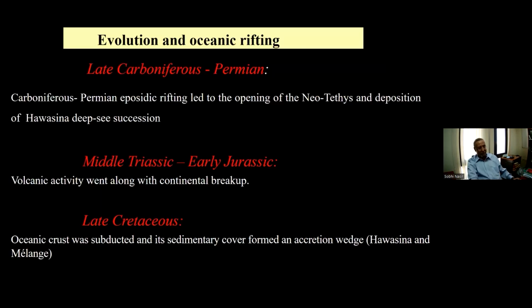Now the evolution of the Samail Ophiolite started in the late Carboniferous to Permian, where we start having updoming and rifting, which led to the opening of the Neo-Tethys and the deposition of the Hawasina deep sea sediment, which are mostly radiolarian and chert.